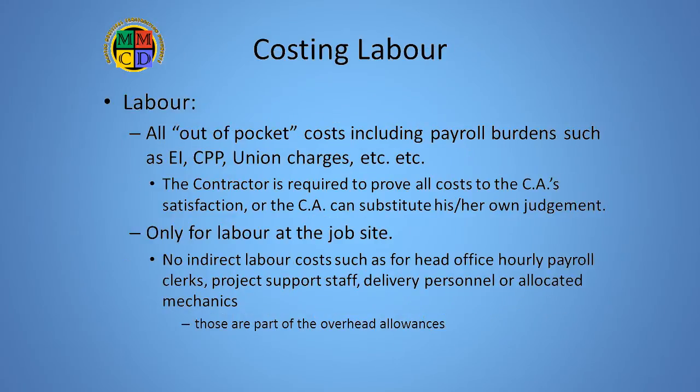So, what's allowed in each category? Let's start by looking at labor. The wages plus payroll burdens, such as employment insurance, Canada pension, union contributions, and all other benefits, are eligible for claiming. For example, a laborer making $20 an hour may have a payroll cost to the contractor of $25 an hour when the burdens are added on. The contractor must prove to the CA's satisfaction that the submitted rates are correct, or the CA has the authority to substitute his or her own judgment of an appropriate rate.